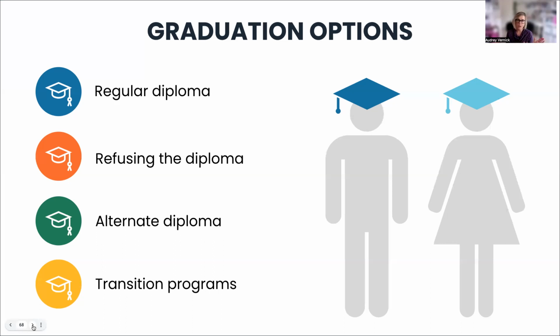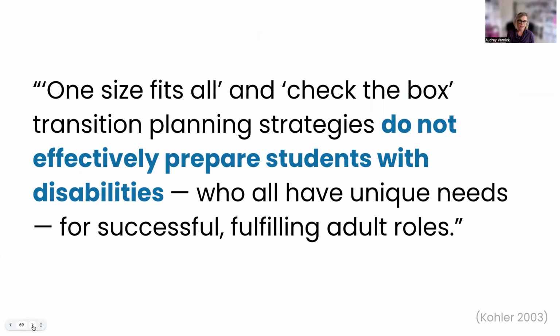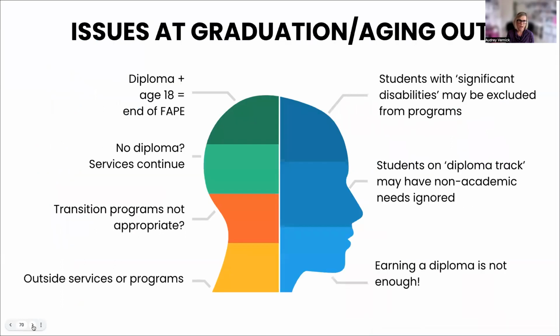For students who are on a diploma track, sometimes they have such great functional needs that it might be better to reject the diploma or get off the diploma track, and to get those extra years of transition programming to work on those functional skills, and then go into a community college or approach further education that way. That's another strategy I've seen some families use. I just said this, the one size fits all and check the box is not going to effectively prepare students with disabilities for transition. There are many issues at graduation and aging out.